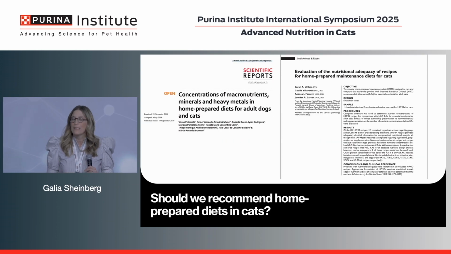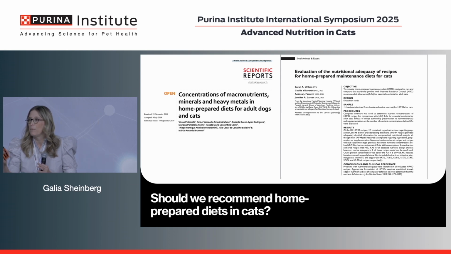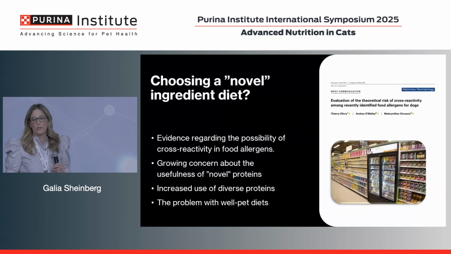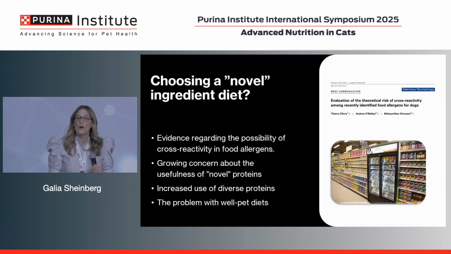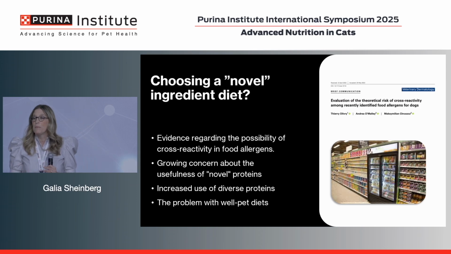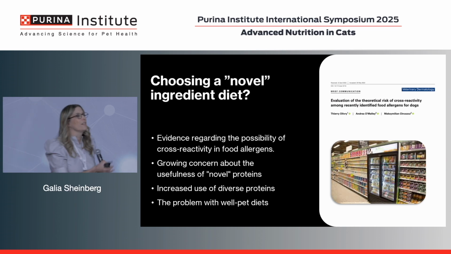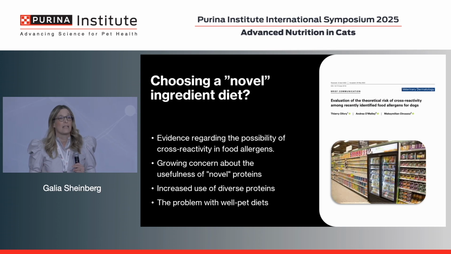So can we recommend home-prepared diets? Not the ones that are readily available online. There's a few studies that have proven that they're not complete and balanced, so we want to use a nutritionist. And if you are going to use a novel protein diet, you can do that, but the problem is that there's a lot of evidence regarding contamination and non-declared ingredients in those diets. And also using well-pet diets, the ones that are available over the counter, can have those problems. Finally, the possibility of cross-reactivity between proteins might be an issue.